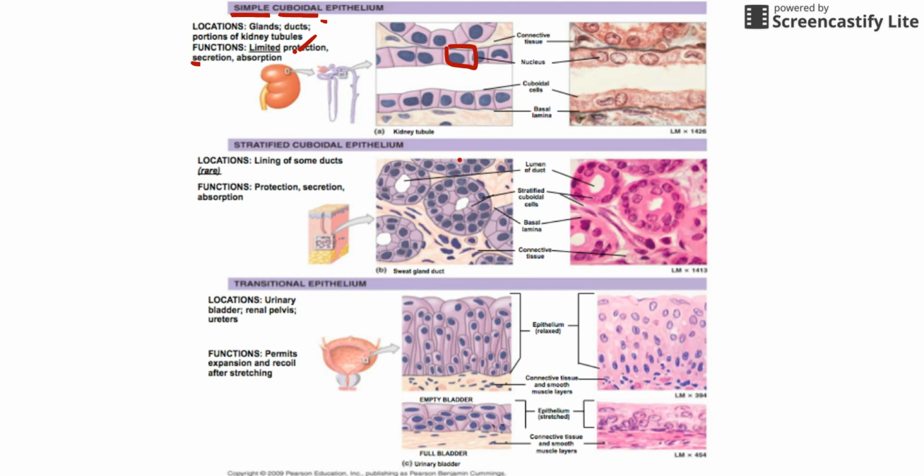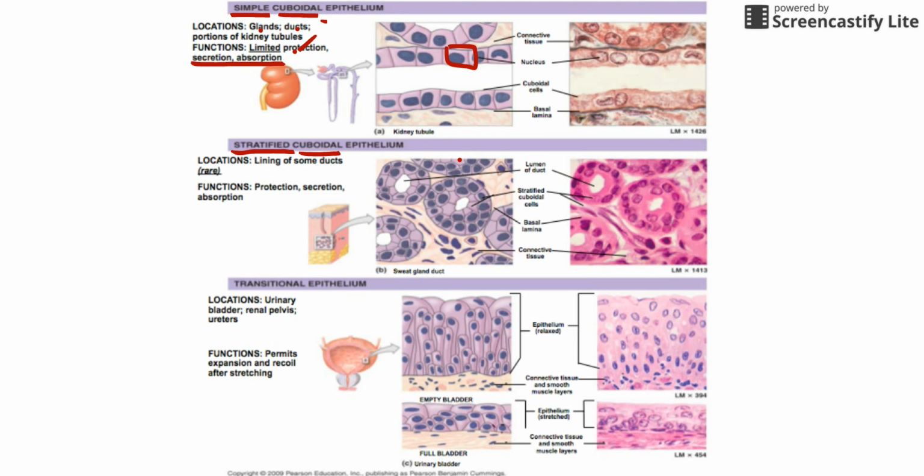It's the second thinnest of the epithelial tissues. But it is really well designed to secrete and absorb. So you'll find this making whatever secretion. In a sweat gland, it'll make the sweat as part of the gland. And then it'll also be part of the duct where the sweat is secreted out onto the surface of your body.